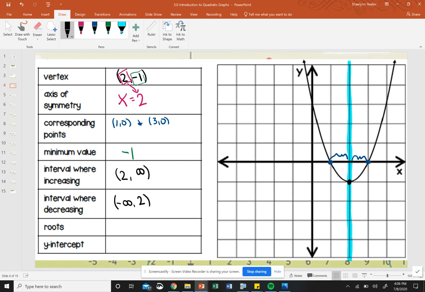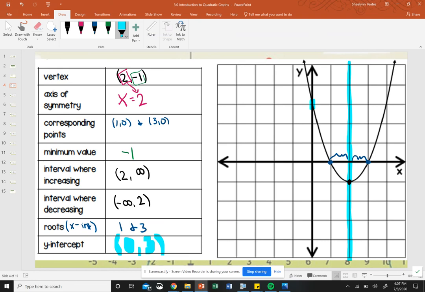The roots we've already talked about. The roots are also known as the x-intercepts. They can also be known as zeros, x-intercepts, roots, they're all the same thing. So my roots are 1 and 3. And my y-intercept is this point right here. You can write it either as the point, I like writing it as points. We're going to write it as the point (0, 3).